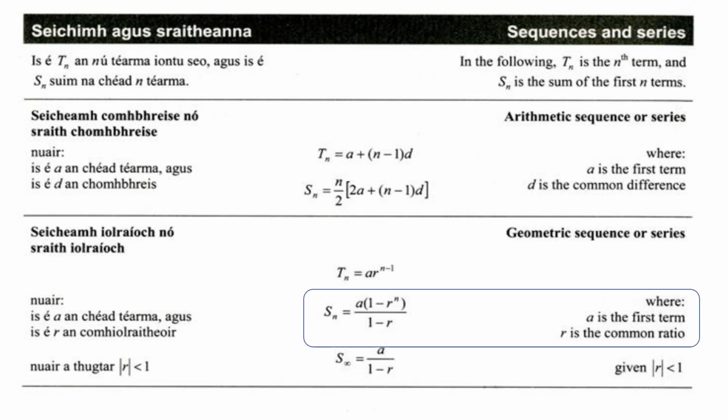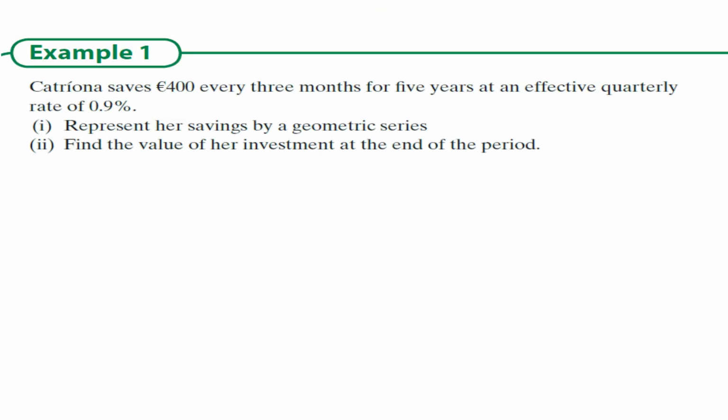Here's the formula from page 22 that I'm going to be focusing on. It is the sum of a geometric series, S_n, and we should be used to it. A is the first term and r is the common ratio. So let's take a look at an example. Katrina saves 400 every 3 months for 5 years at an effective quarterly rate of 0.9%.